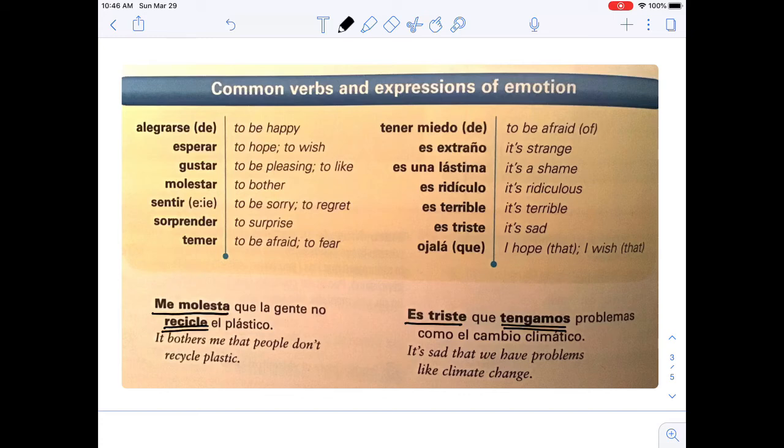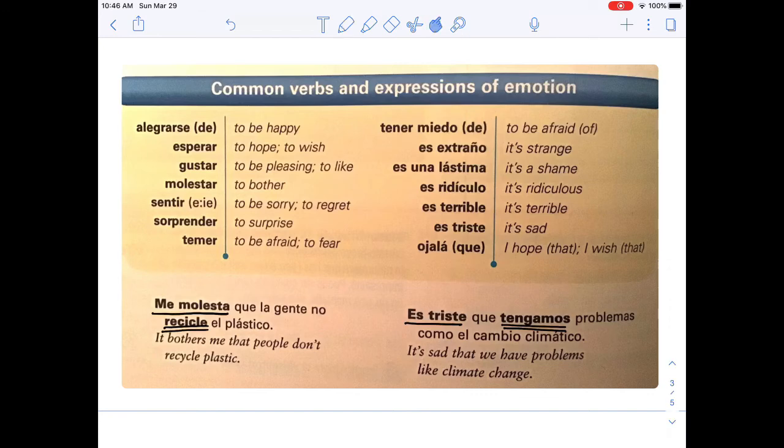Okay? When we say es triste, it's sad, then we're just using one of those phrases or expressions of emotion. So it's just a general subject. So that's great. Because then when we look in the second half, we say it's sad that we have problems like climate change. We is different than just a general subject of it's sad. So that works. So we were able to use the present subjunctive.